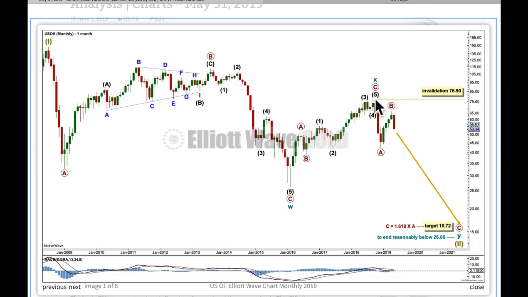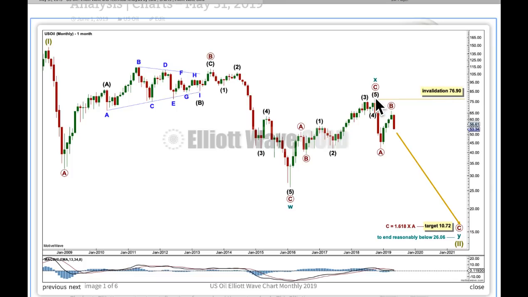Within the zigzag of cycle Y, primary A may be complete here, primary B may be complete here. It could continue further though, and if it does, it may not move beyond the start of primary A. This is the final invalidation point for this wave count.